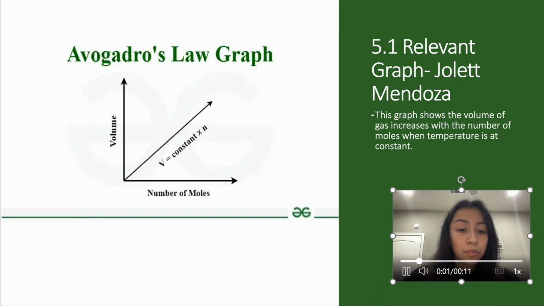This is a relevant graph of Avogadro's law. As you can see, this graph shows that the volume of gas increases with the number of moles when temperature is constant.